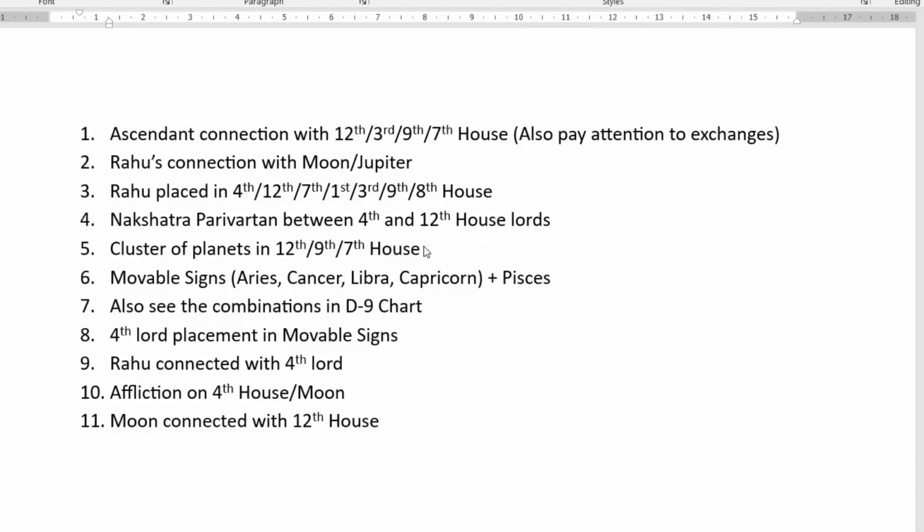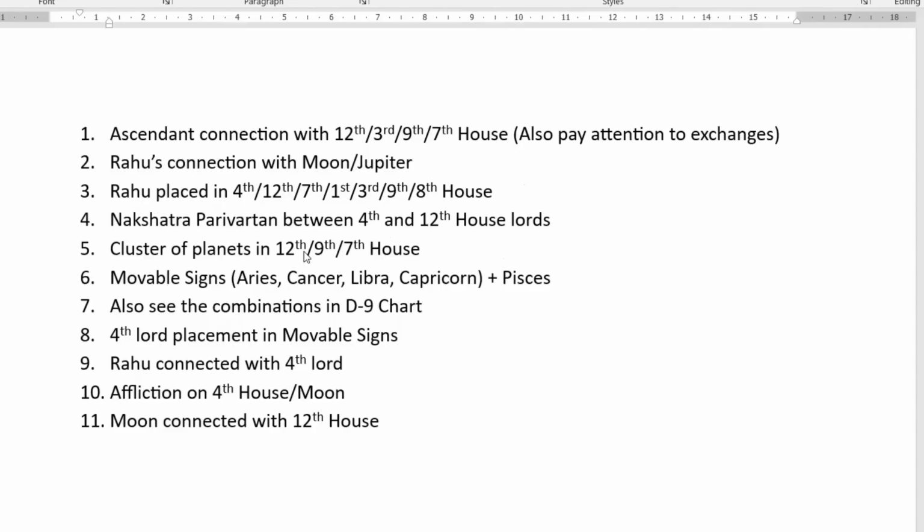And the 12th house lord, the sun, is placed in Vishakha nakshatra or in Purva Bhadrapada nakshatra. These nakshatras are ruled by Jupiter. So then we can say that there is a nakshatra parivartan happening between the 4th and the 12th house lords. This is something which sometimes people miss out, but these things also work.